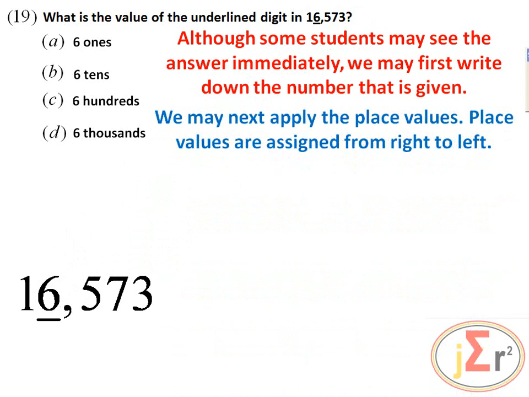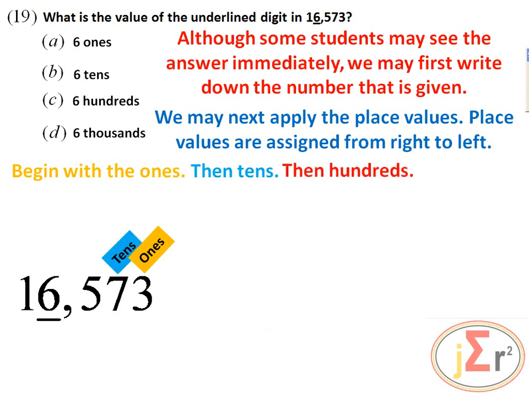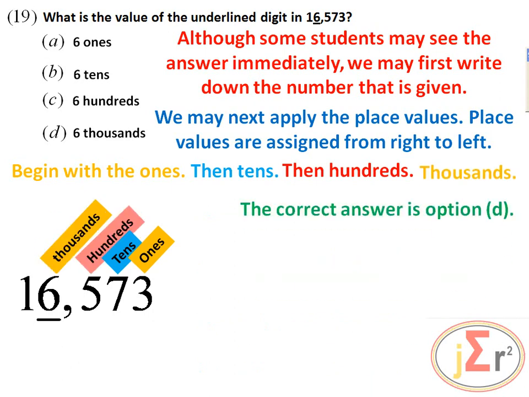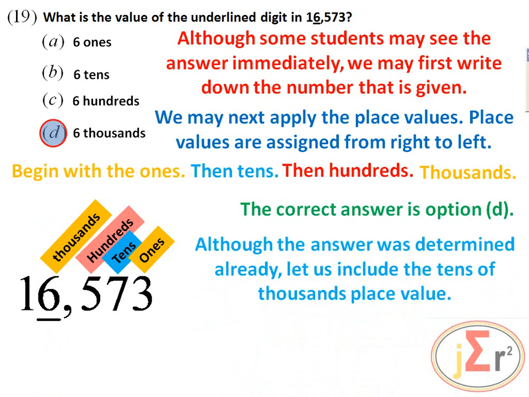Place values are assigned from the right to the left, beginning with the digit of least significance, the one that is located to the right, the one that has the smallest place value. So begin with the ones, then tens, then hundreds, thousands. The correct answer is option D, 6,000s. Although the answer was determined already, let us include the tens of thousands place value. There it is.